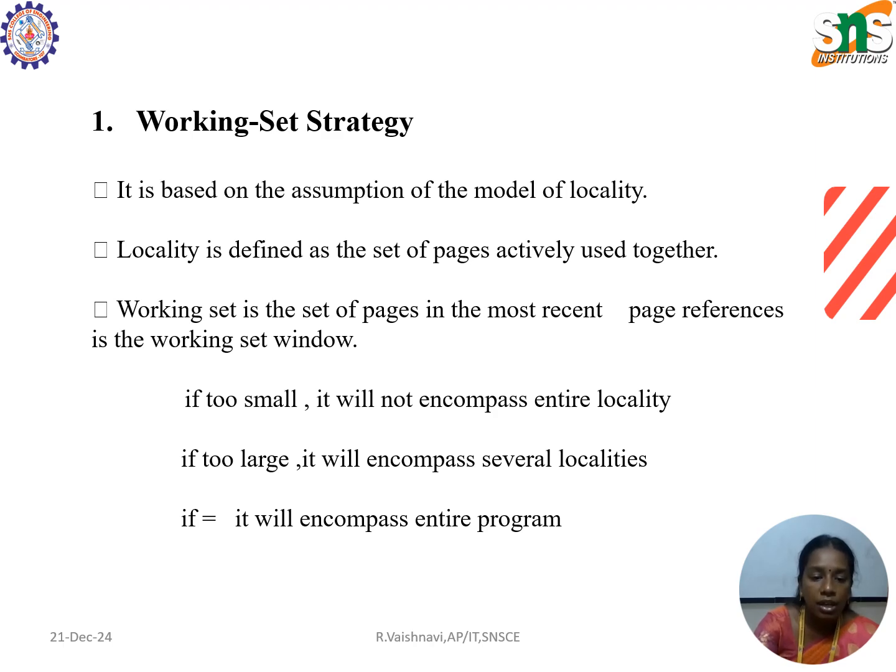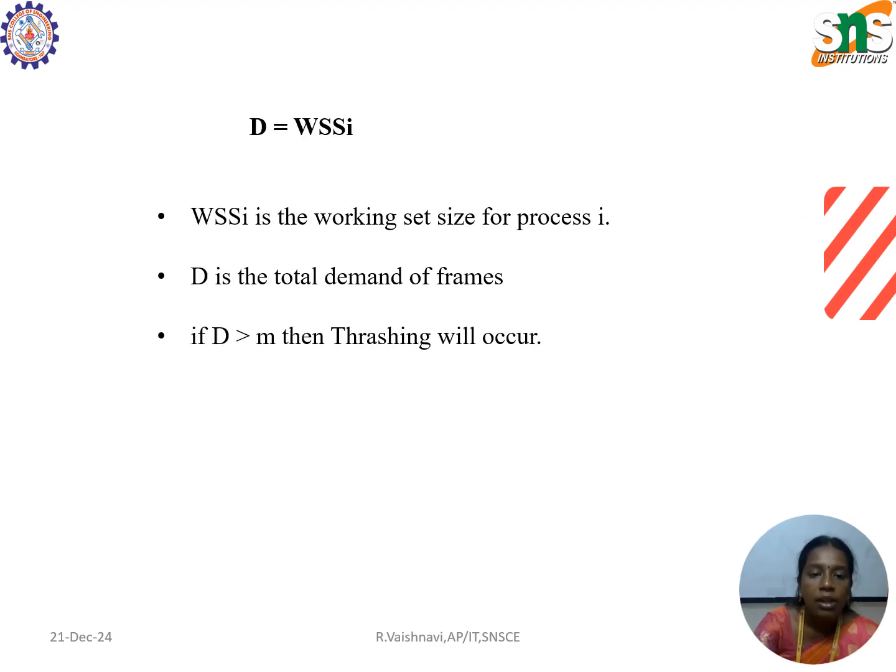Here we have the three conditions: first small, then large, and then equal. Next one, D is equal to WSSi. WSSi is defined as the working set size of the particular process, that may be i, j, or k. D is the total demand for frames, and here we have a condition: if D, that is the demand for frames, is greater than m, then thrashing will occur.